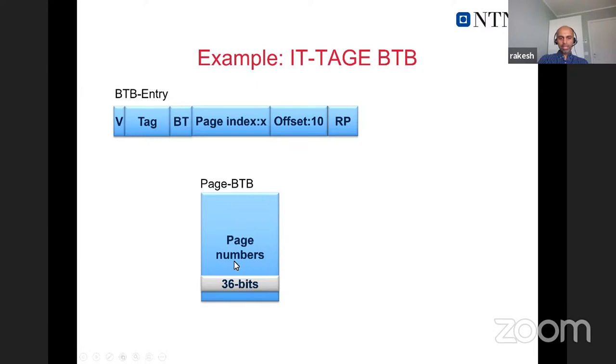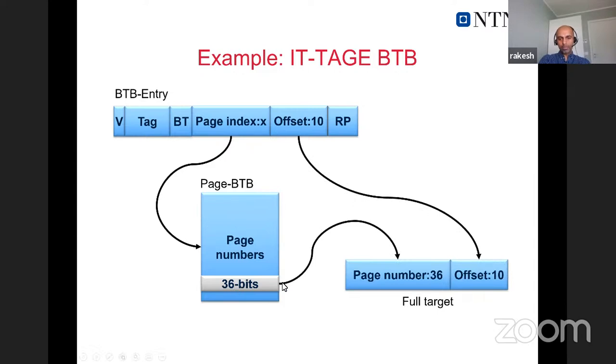Since there are fewer pages, this page BTB has fewer entries, and the number of index bits will be less than 36. So overall, instead of having 46 bits for the target, you end up having fewer bits. To construct the full target, you take these bits, index the page BTB, and it gives you the upper 36 bits of the target. The lower 10 bits come from the offset, you concatenate them together and you get the full target. So by taking advantage of commonality in page numbers, they are able to reduce the number of bits required to represent the target.